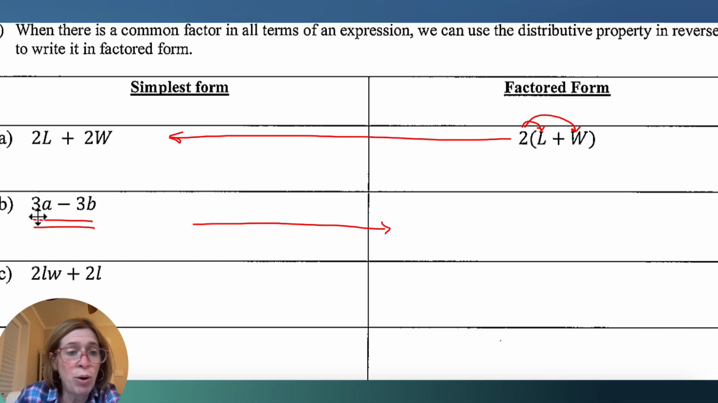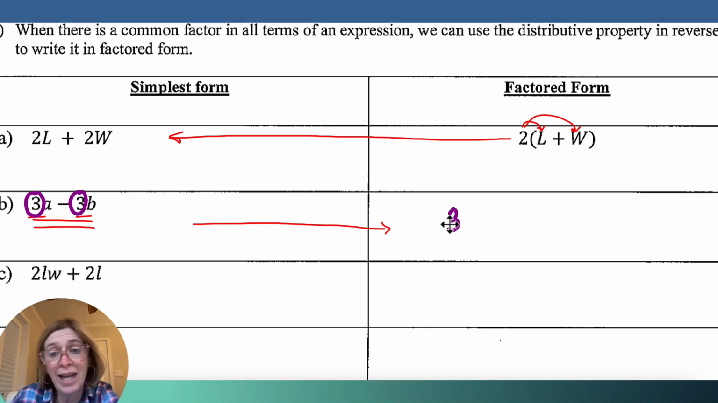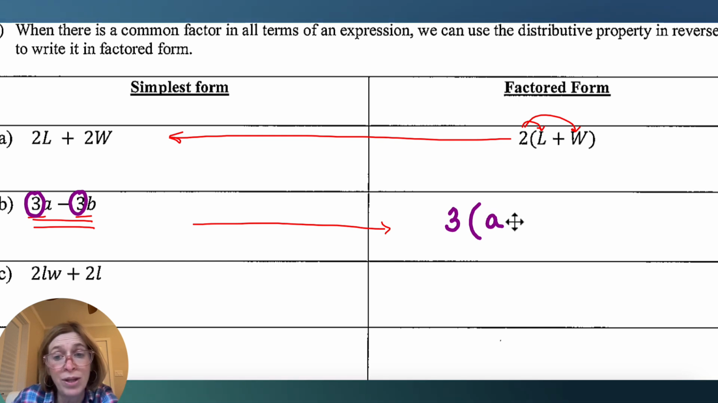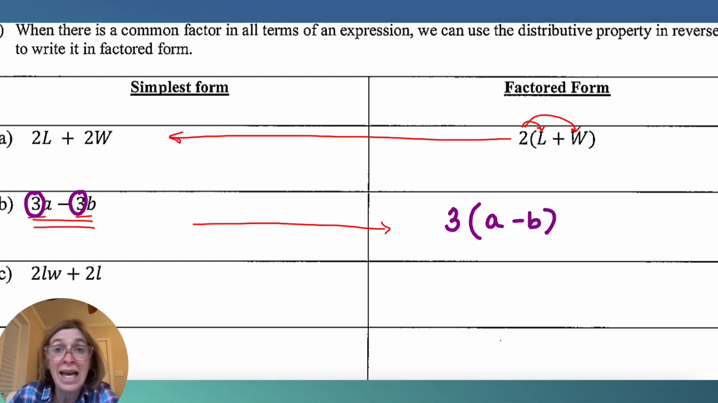So we look at both expressions and ask, what's the common factor that they have? In this case, they both have a common factor of 3. That's the greatest common factor, so we pull it out to the front. Think backwards distributive property. It's the distributive property in reverse. That would leave me with A minus B. How do I know I'm right? Well, if I distribute it back in, I should be left with that.